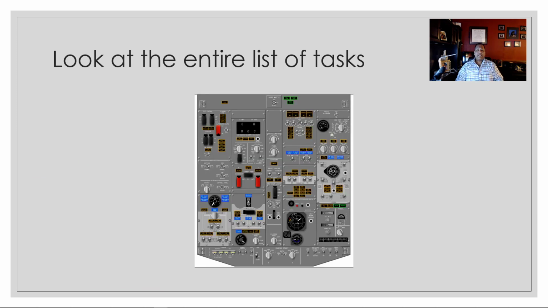So we look at the entire list of tasks. So I'm going to compartmentalize this. Let's say that from a cold and dark state, we need to begin on the overhead panel. So that is phase 1 of the training. So if you were designing your training in phases, this could be phase number 1, because you cannot do anything else before you start on the overhead panel.